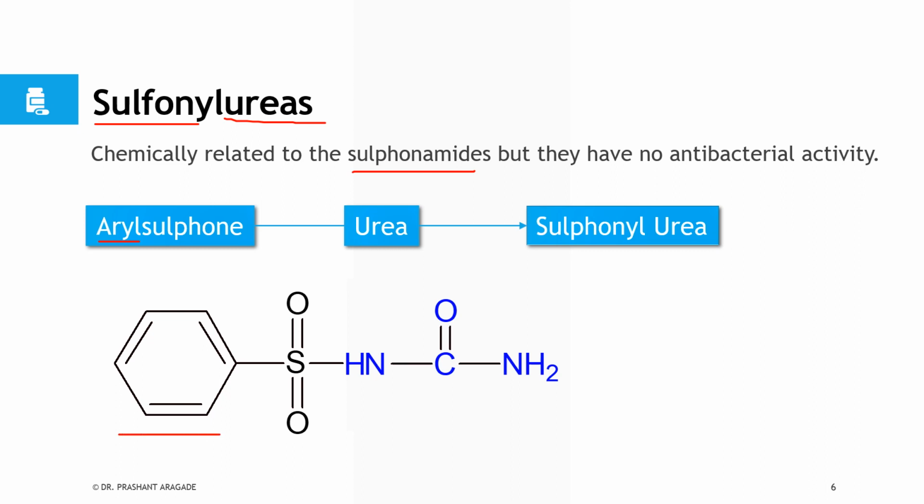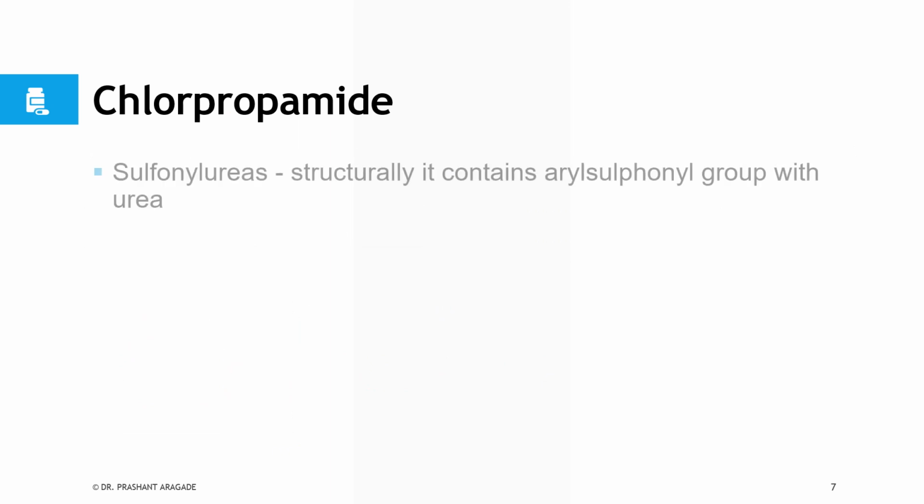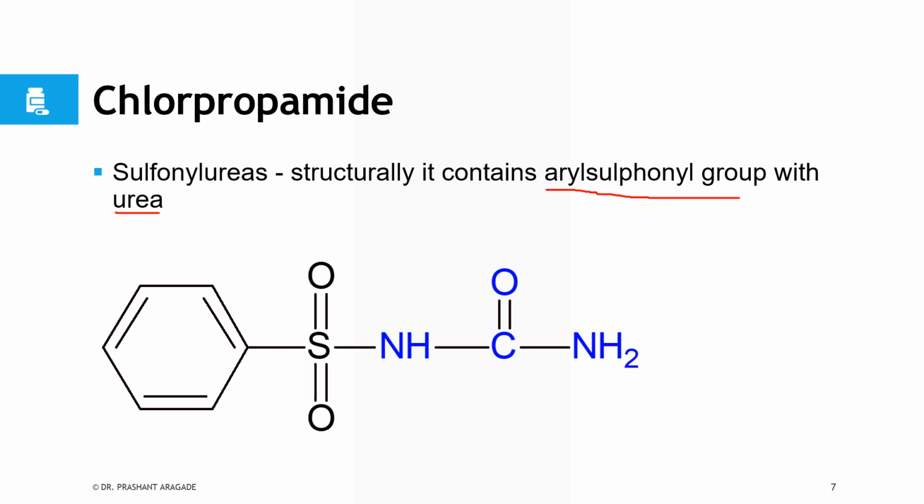So aryl means benzene ring, sulfonyl group that is SO2, and the urea, NH-C double bond O-NH2, is the urea. So this is the structure of a sulfonylurea derivative. Chlorpropamide is an example of sulfonylurea derivatives, which structurally contain an aryl sulfonyl group with urea molecules. So this is the basic structural backbone of chlorpropamide, that is aryl sulfonyl urea. If you remember this portion of the structure, definitely it will help you to remember the chemical structure of chlorpropamide.